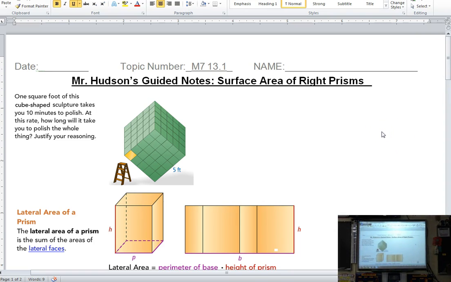How many of those faces do we have? 6. So we could do that by saying, I know that 1 face is 9. I know that I have 6 faces. 6 times 9, I get my area of 54. Whatever your units are, then squared, because area always has to be squared.